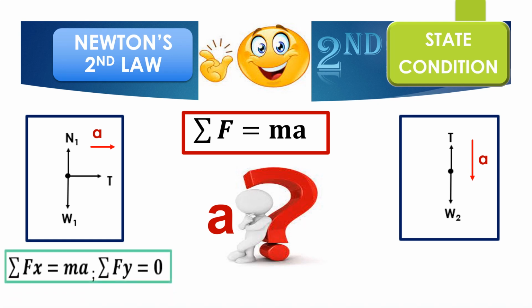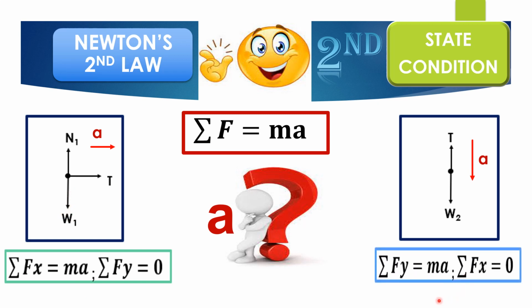So the summation of Fx is equal to ma. This is by referring to the first free body diagram. And the summation of Fy equals to ma, while Fx equals to 0. This is referred to diagram 2.